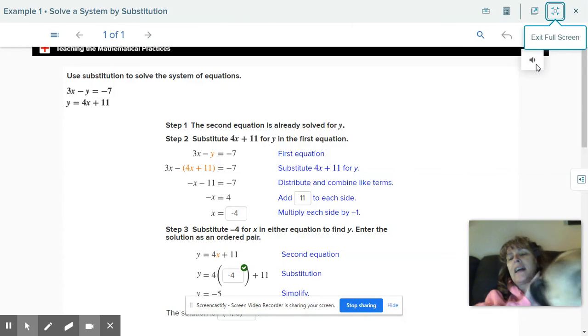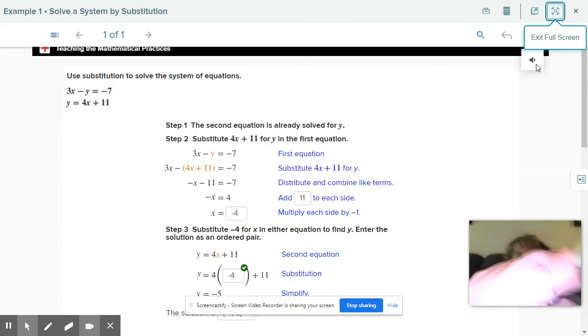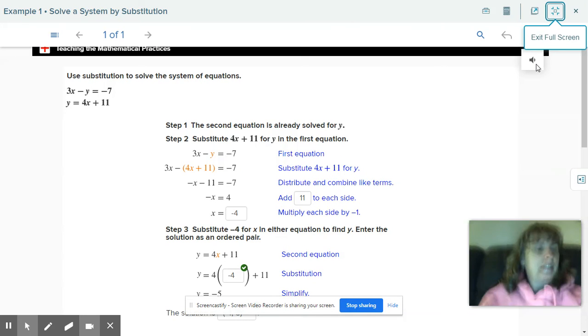Here's my dog. Say hi to my dog. Say hi to Kratos. Kratos, say hi. All right. So he doesn't want to do algebra anymore, thank goodness.